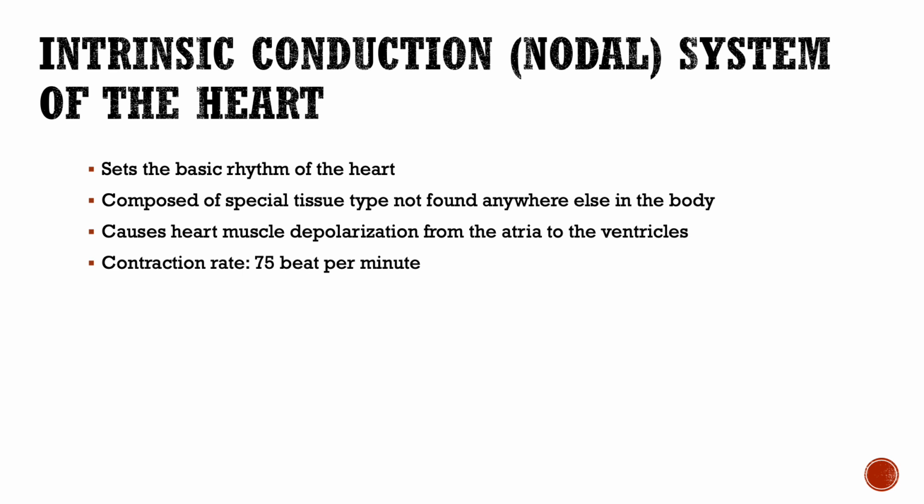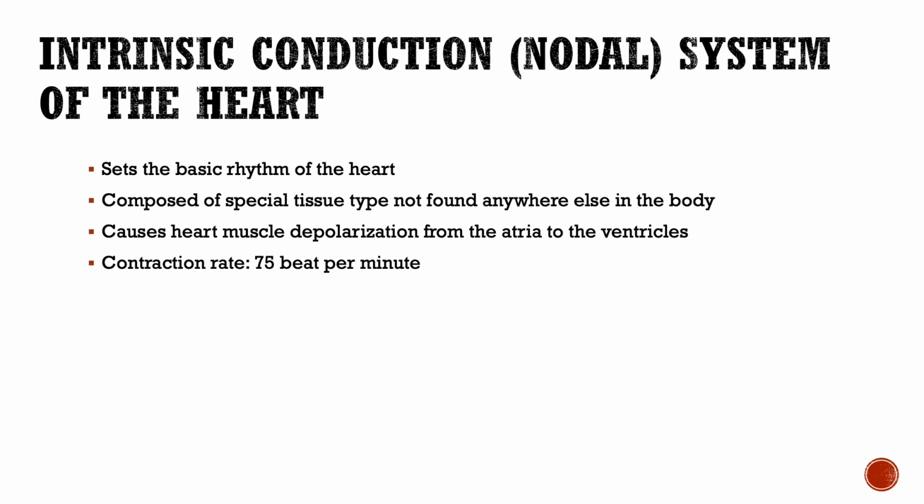Aside from your crush, what really makes the heart beat? So within our hearts, there is a conduction system that sets the basic rhythm of the heart. This is called the intrinsic conduction or nodal system. The intrinsic conduction system is composed of a special tissue found nowhere else in the body. It is much like a cross between a muscle and nervous tissue.